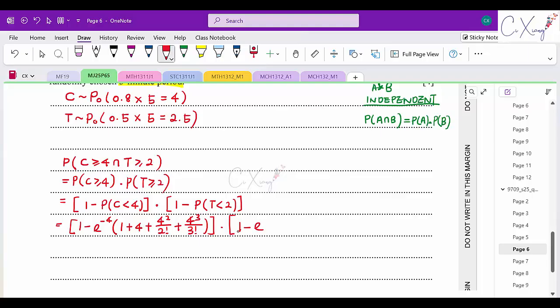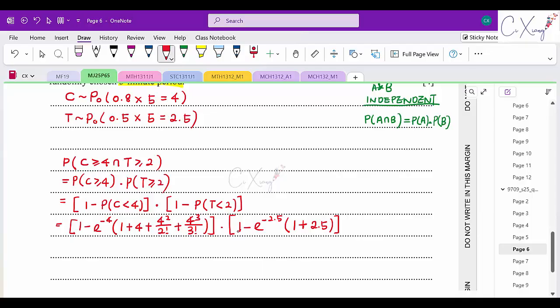It will be e to the negative lambda. When T equals 0, you're having a 1. When T equals 1, you're having the lambda, which is 2.5. Should you include T equals 2? No, right? Yeah, so for the number of trucks, this is the probability that I have.